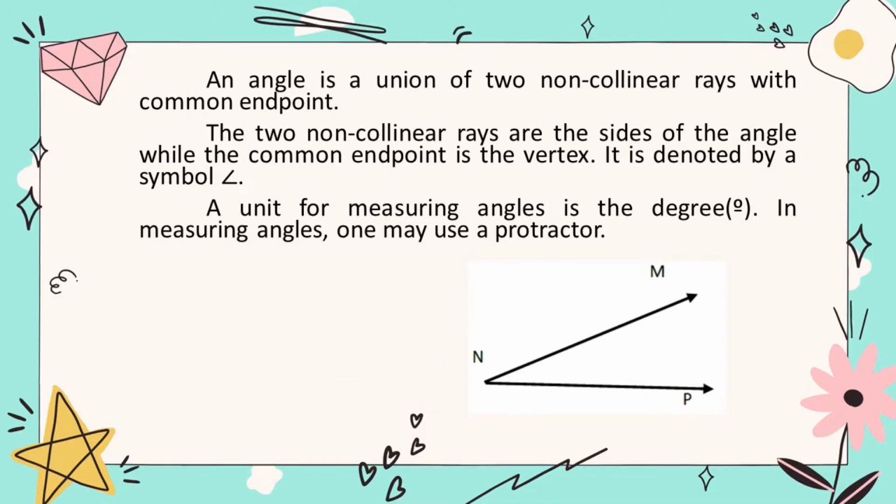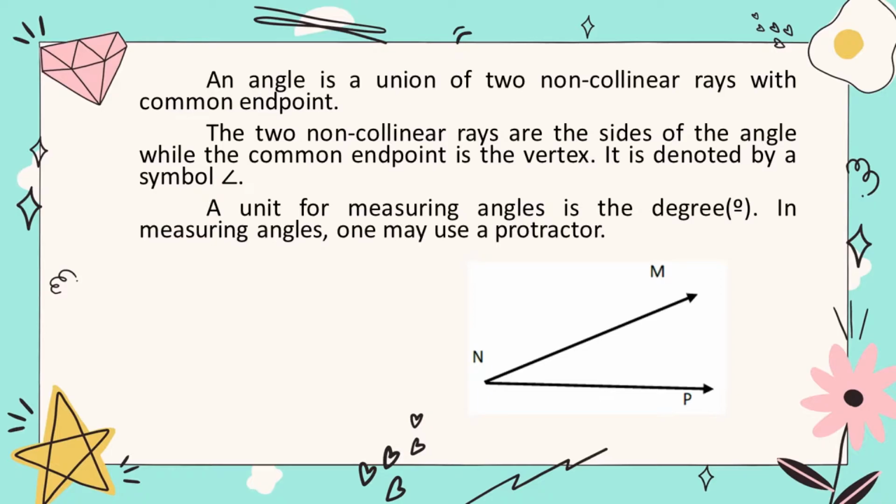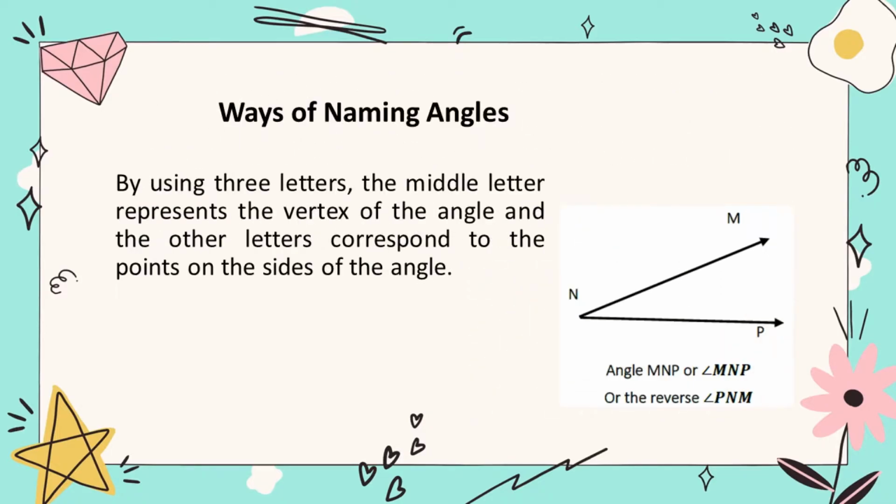Then yung ginagamit natin sa pagme-measure ng angles is what we called a protractor, and yung unit na ginagamit natin kapag nagme-measure tayo ng angles is degrees. Okay, so we have ways of naming an angle. So, paano ba natin papangalanan or tatawagin ang isang angle? So, pwedeng by using three letters.